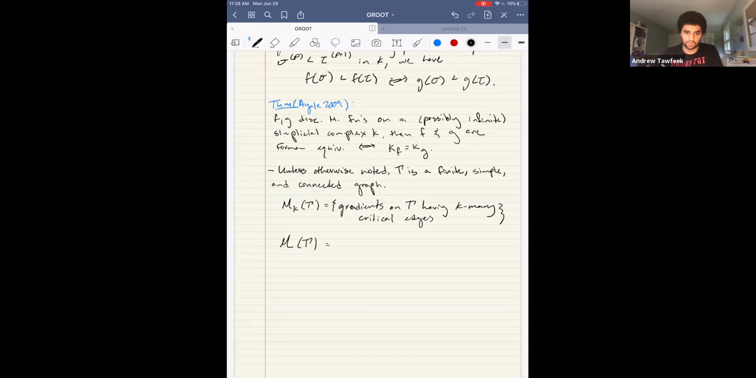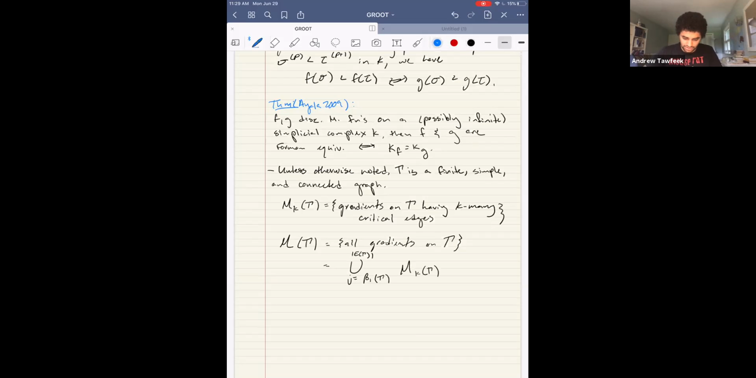And M gamma will be all the gradients on gamma. And by what Ayala mentioned earlier, this is equivalent. So this set is the set of Forman equivalence classes. And notice just because all these M sub Ks are disjoint, we can let j go from B1 of gamma to the number of edges of gamma. So we can just take the union of them all.